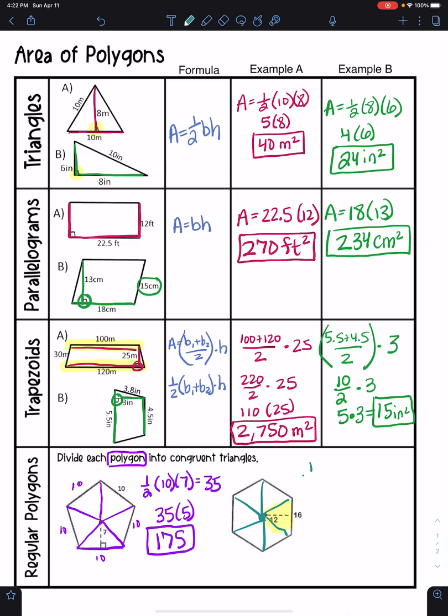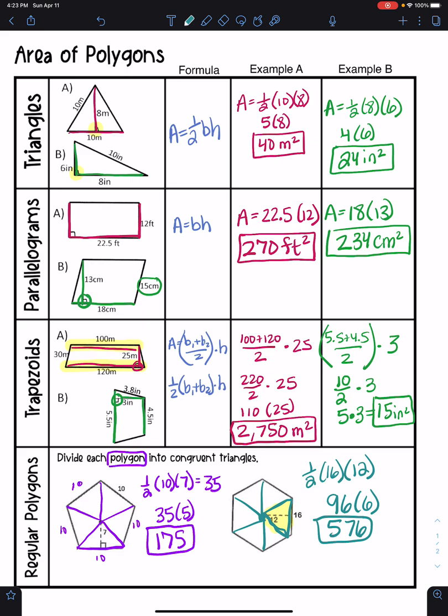We're going to do 1/2 the base times the height. So we're going to have 8 times 12 there, which is 96. And then that's just the area of this one triangle, but since there's 6 of them, I'm going to multiply the 96 times 6, and I get 576. And again, it would be units squared.